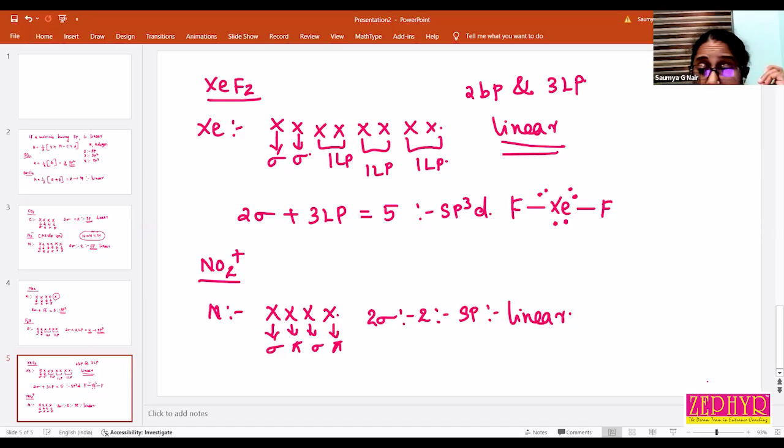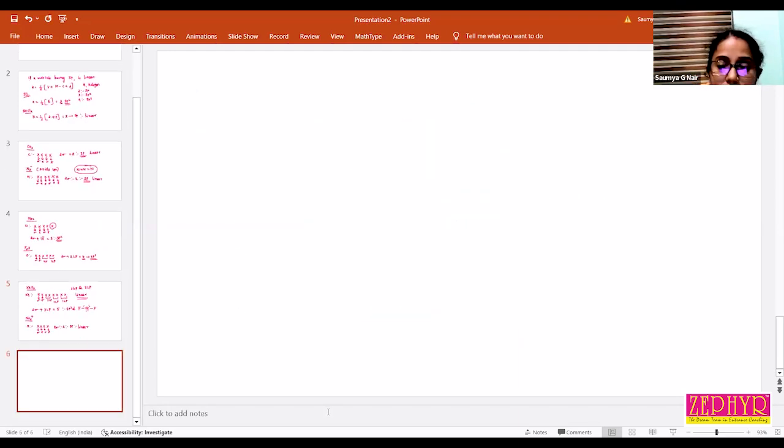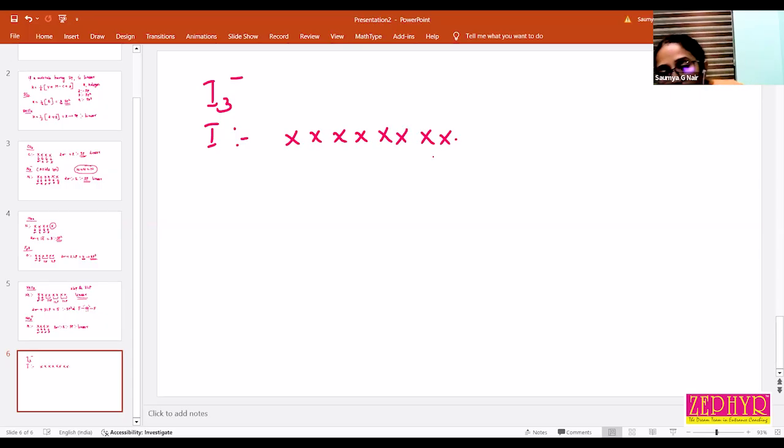Next, I3 minus. Iodine is the central atom. Its outer shell contains 7 electrons, but 1 electron is accepted there because of the minus charge, so 8.